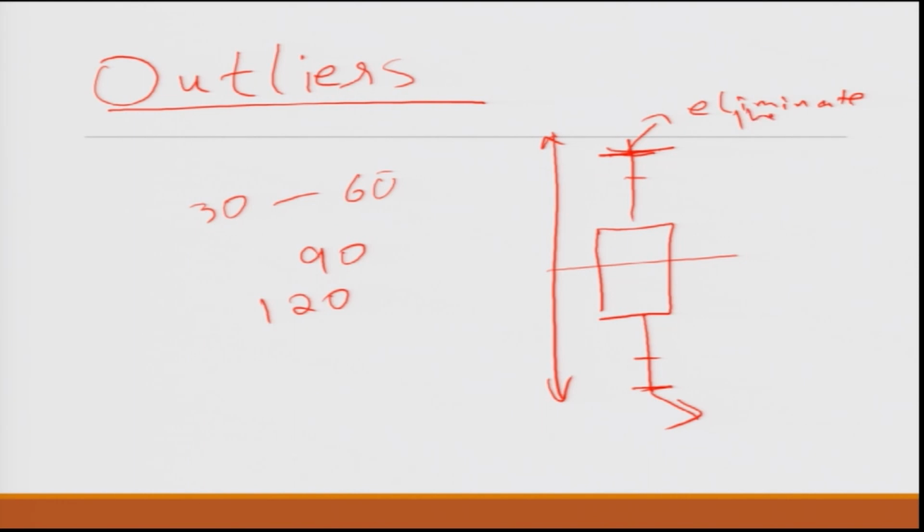eliminate the records. So, for example, most of the scores are between 30 to 60, but you have one record which is having a 90 value, another record which is having a 120 value. So, one of the simple ways is to simply remove.